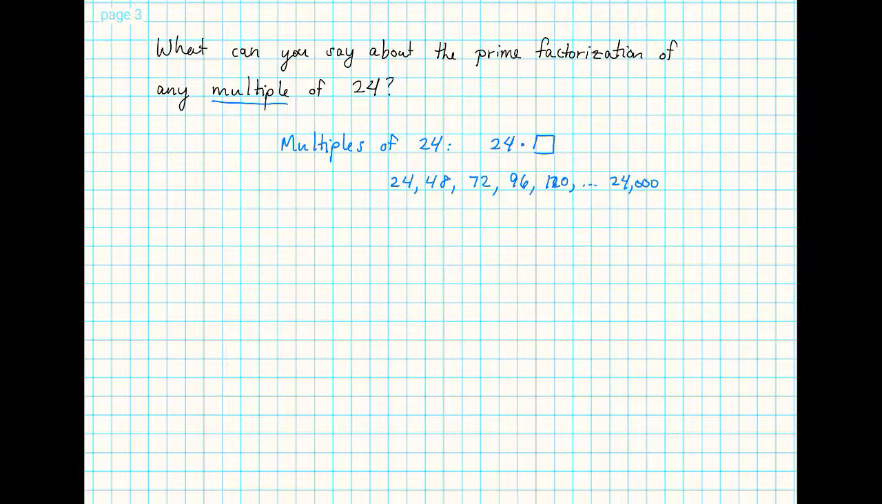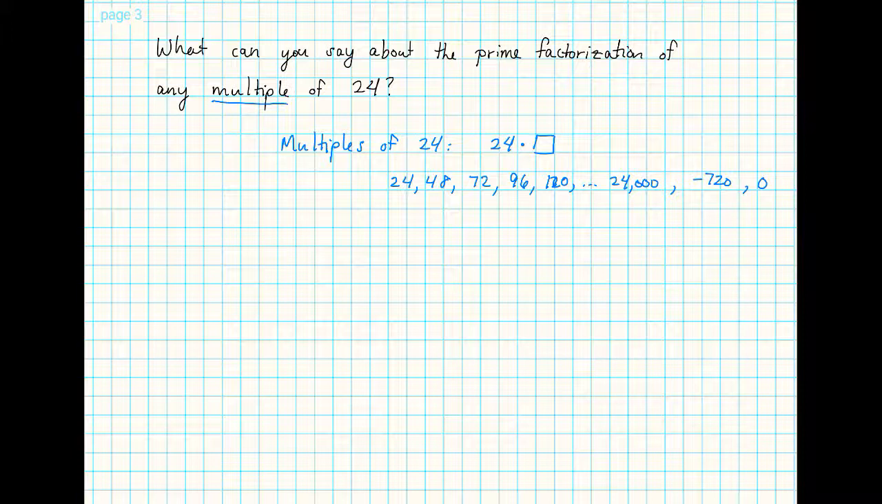Okay, there's also negative multiples of 24. So negative 720 is a multiple of 24. 0 is a multiple of any number because I can write it as 24 times 0. Okay, all of these numbers are multiples of 24.